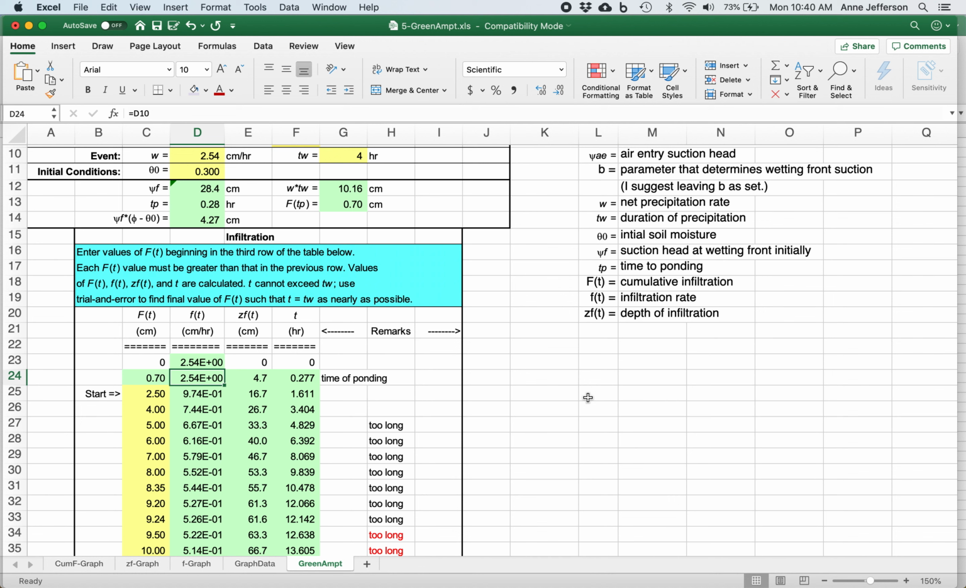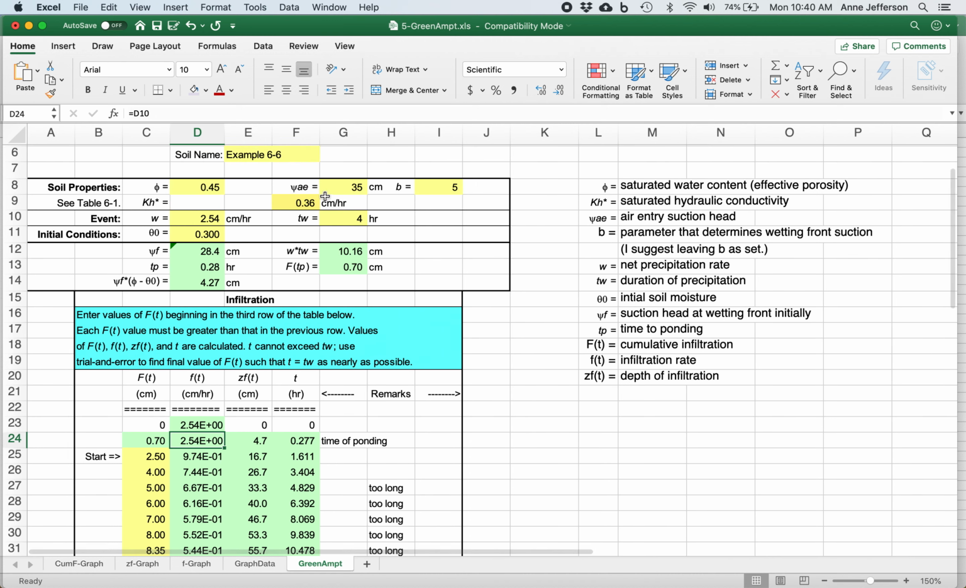And here you can see that the rainfall rate was 2.54 centimeters per hour. But remember, our saturated hydraulic conductivity up here was only 0.36 centimeters per hour. So if it's raining harder than the water can move through when things are saturated, that means ponding is going to happen pretty quickly. And that's what we see in the output down here.